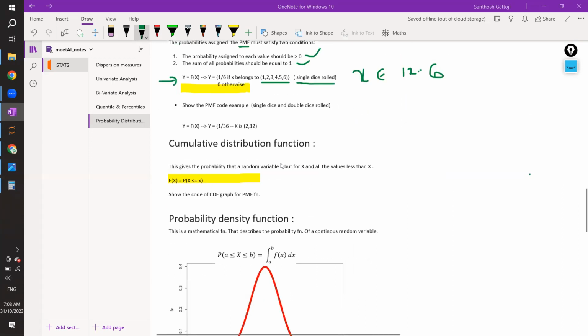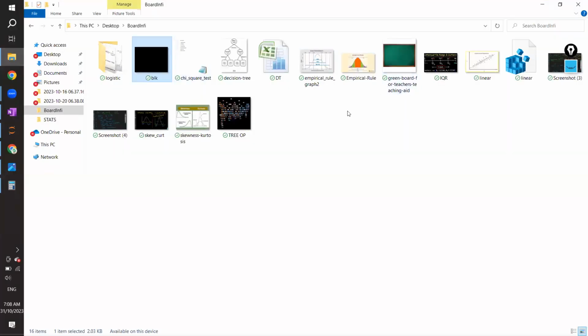Now the next thing we have is something called the cumulative distribution function, guys. If you remember, sometime back we studied something called cumulative relative frequency in the first class. Let me quickly show that.